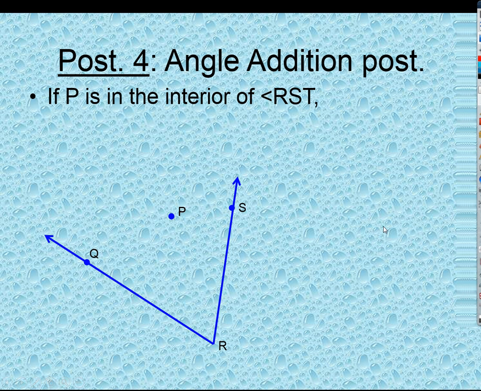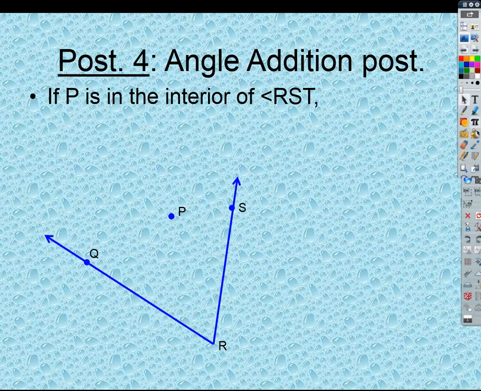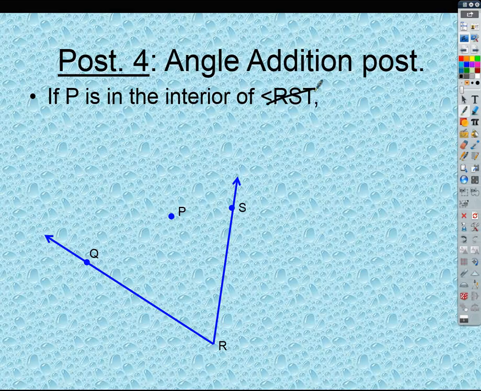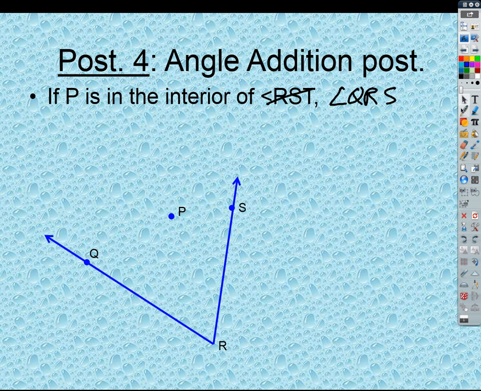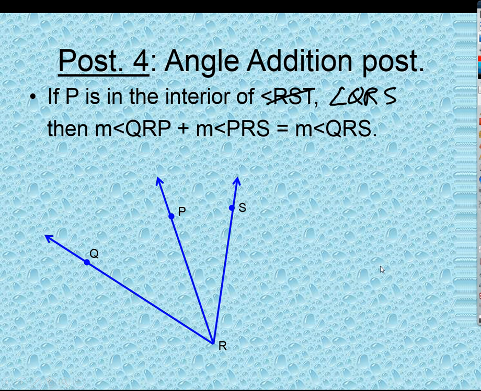If P is some point that's in the interior of the angle, well, they did that wrong, didn't they? That angle's not RST, is it? That's wrong. What should that angle be? Yeah, it should be QRS. What in the world was that? I don't know. Angle QRS. Then this is true, right? Then could we say this? The measure of angle QRP plus the measure of angle PRS would have to equal the whole thing. Make sense? We're almost out of here, aren't we?